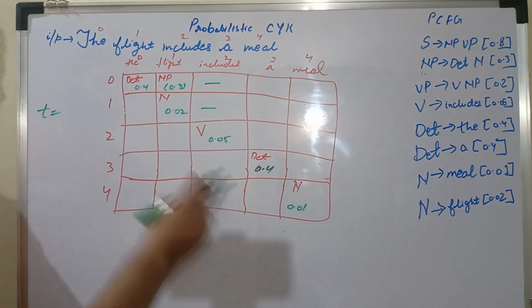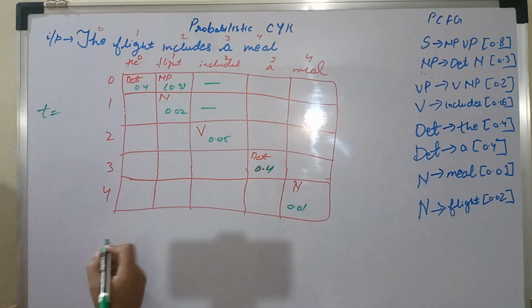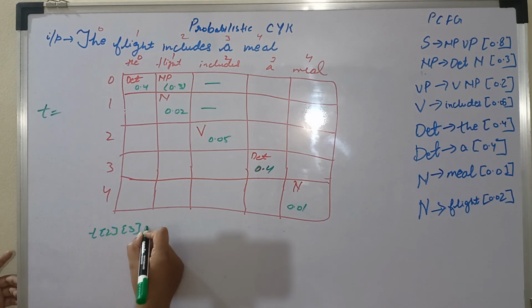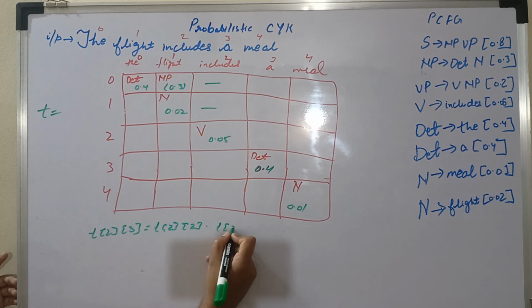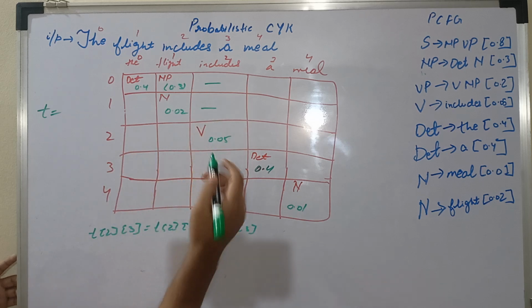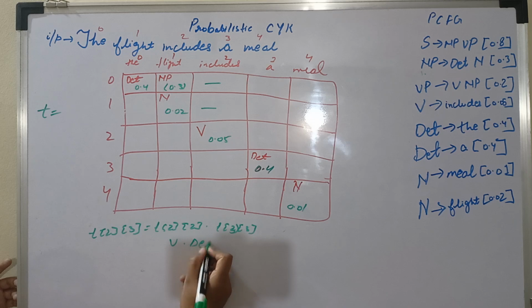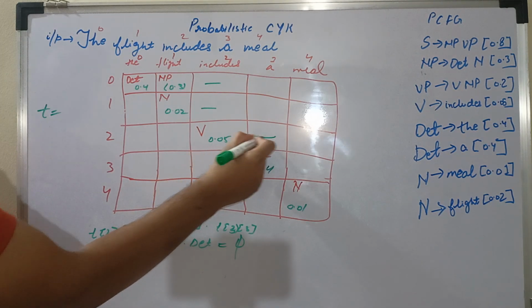Okay, so we move further. Now this is the cell we need to fill. So this is 2 3, so we need to calculate T2 3. This is T2 2 and T3 3. We know the value of T2 2, which is V, and 3 3 is det. So we just look for the rules which have V and det. There is no such rule that produces this, so the cell becomes 5 or null. We fill that value here.